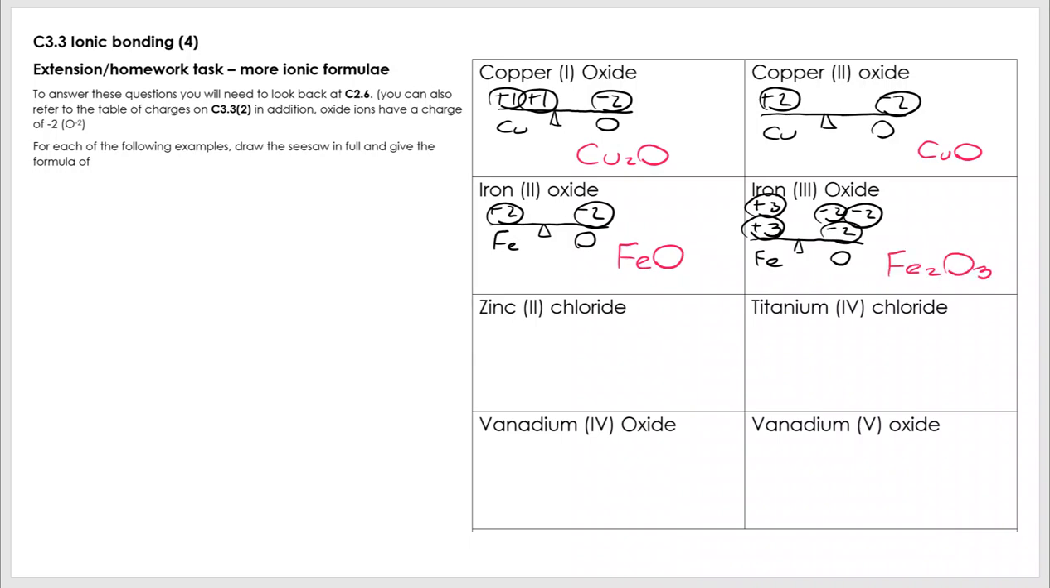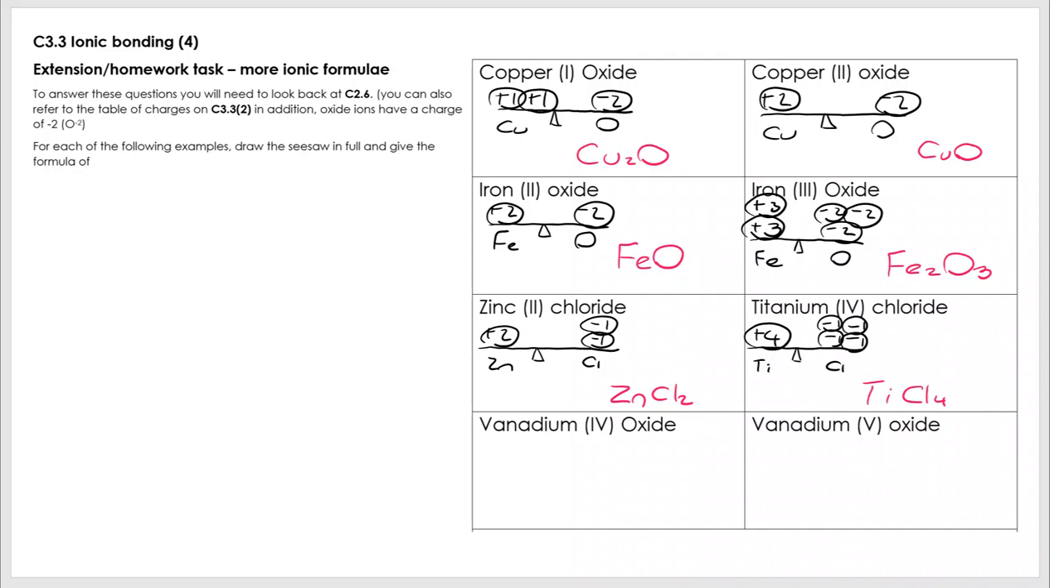For zinc chloride, zinc is +2, chloride is -1, provided in the table, and it's in group 7 to help you remember. I need 2 of the chlorides, so it's ZnCl2. Titanium at +4 and chloride at -1, I need 4 of the chlorides, so it's TiCl4.